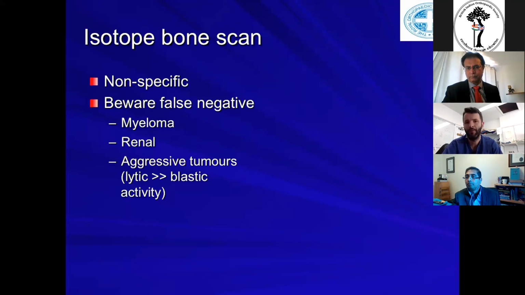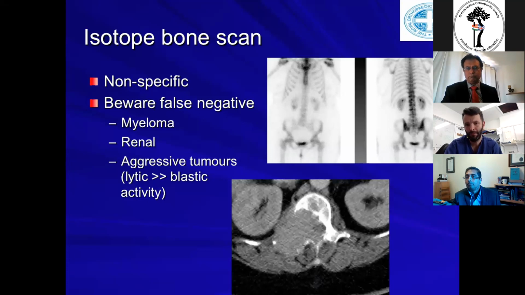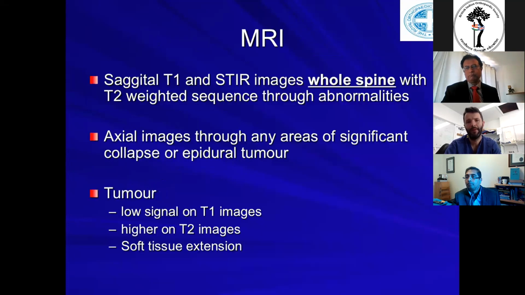You can do a bone scan. It's less in favour these days because they're reasonably non-specific, and you need to be very careful about false negatives, such as in myeloma, renal, or those tumours that are super aggressive and you get far more lysis than any blastic activity. So here's a bone scan here. You can see that around L3, there's not a lot to see, to be honest. But that's what was found: renal cell carcinoma on the CT and MRI.